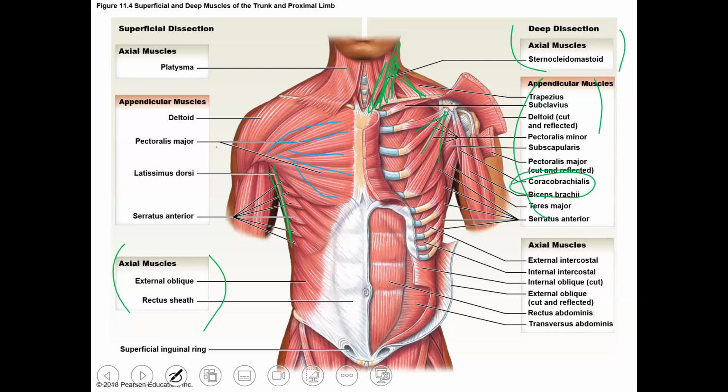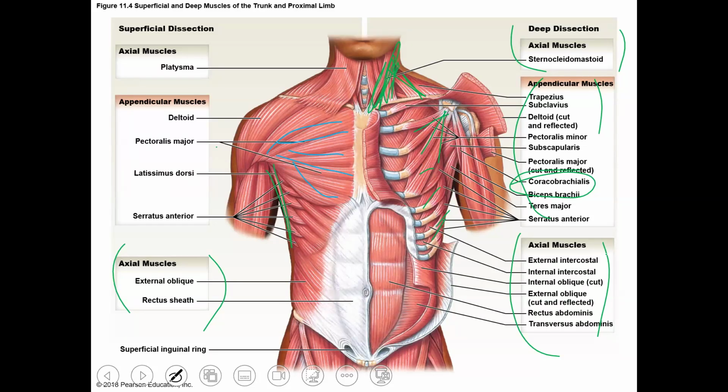Bicep, the long head here. So two heads, a short and a long. You can see teres major from the front here. We saw it from the back. We see serratus anterior here as well. Axial muscles being external intercostal, internal intercostal. Recall intercostal is just in between the ribs.